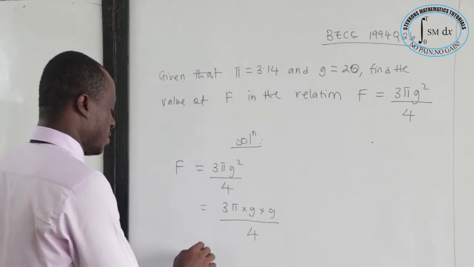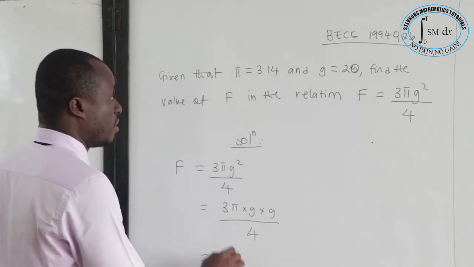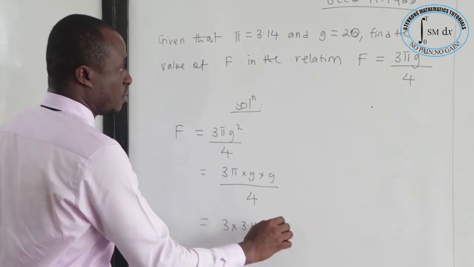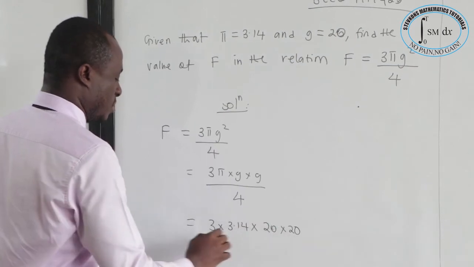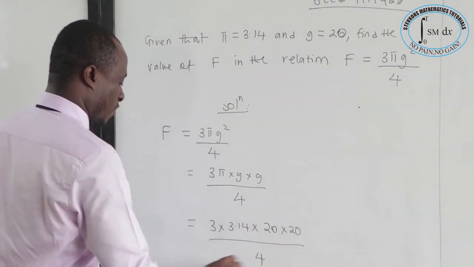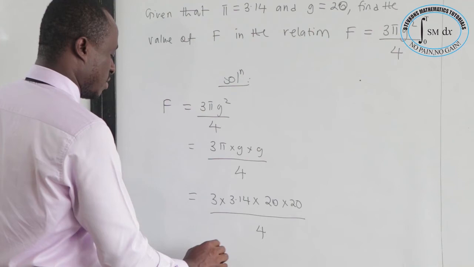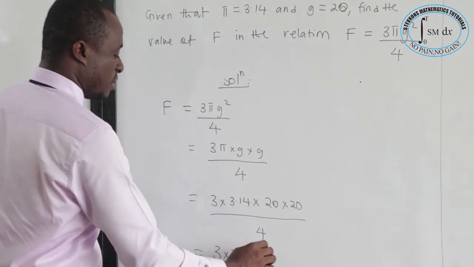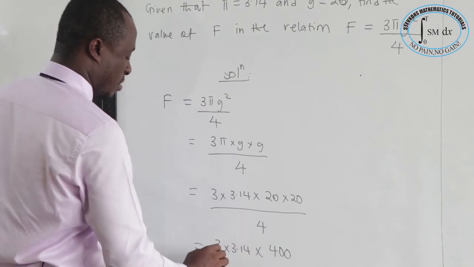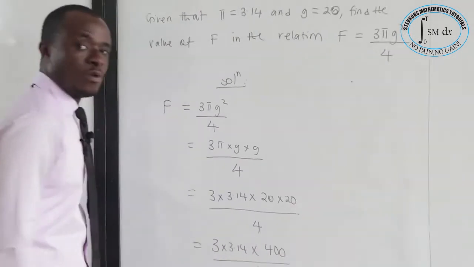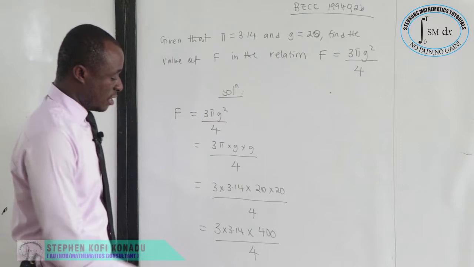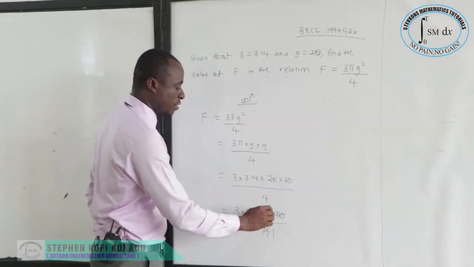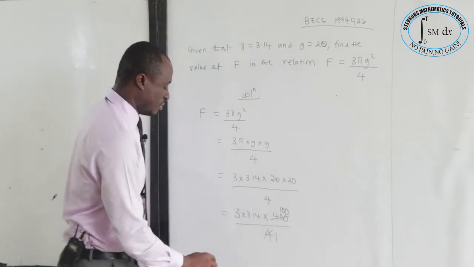Now let's substitute the values. You have 3. What is pi? That's 3.14. What is our j? That is 20 times 20 all over 4. Now this will give us 3 times 3.14. Now what is 20 times 20? That is 400 all over 4. What can we see? The 4 can go into 400. So 4 will go into 400 one hundred times.